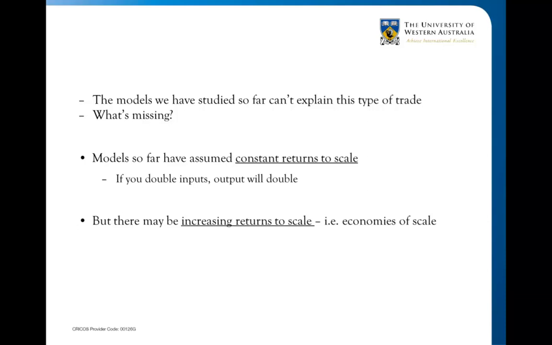So what's missing? Well, one of the things that's missing is that in all of the models so far, it hasn't been front and center. We haven't made it a massively overt assumption, but all of these models assume constant returns to scale. Constant returns to scale, remembering back to first year micro: if you double inputs, double labour and capital, then output will double. It's a very simple way of thinking about the production of goods and services. But quite often there might be increasing returns to scale, in other words, economies of scale. To put it in very simple terms, we're on the downward sloping section of our average cost or long run average cost curve.